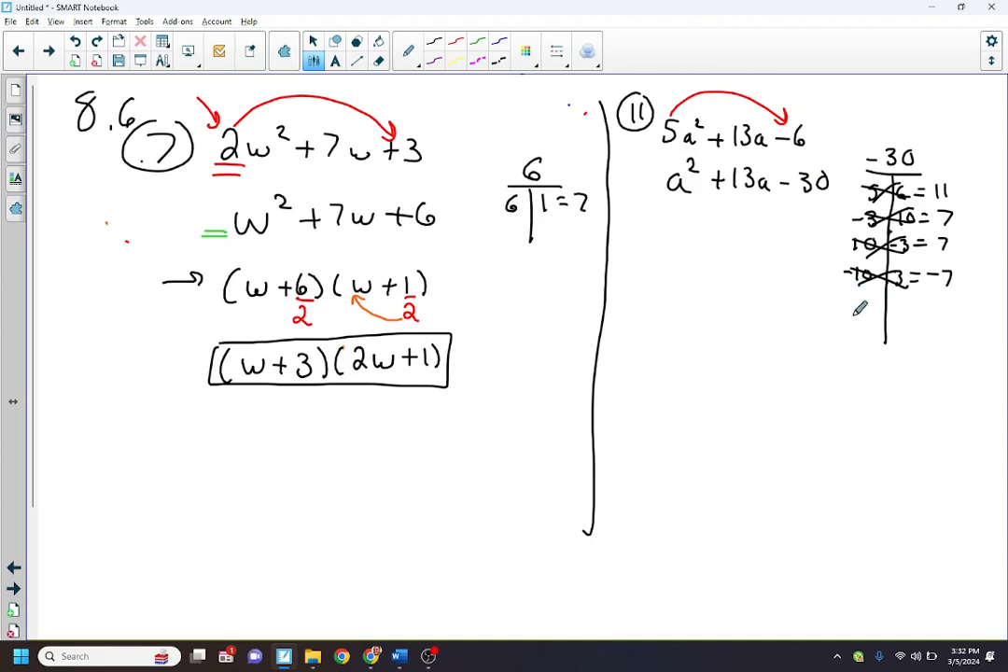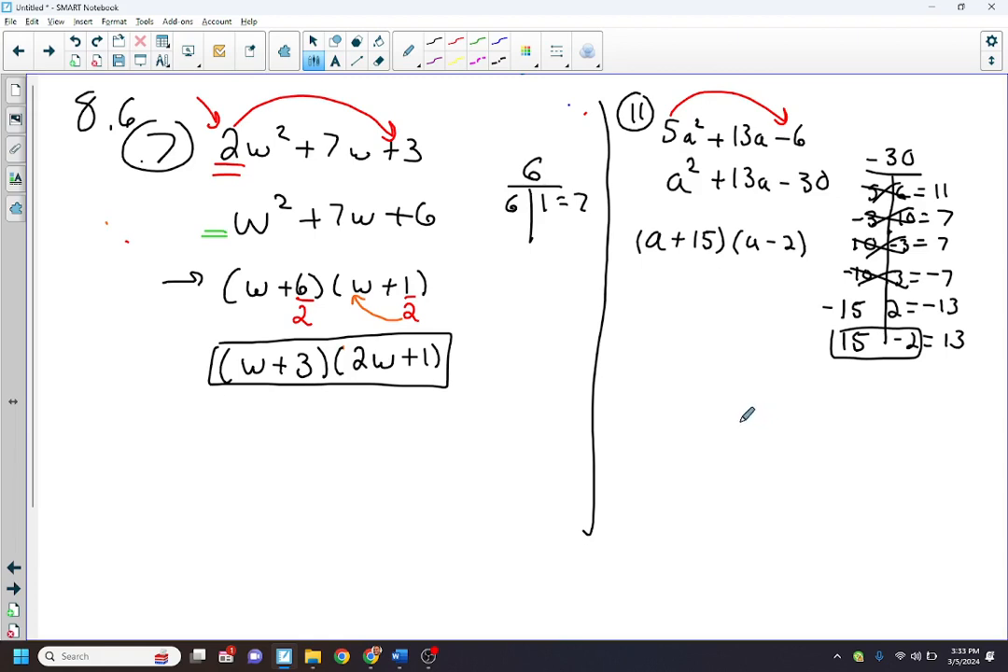15 and 2. Which one is negative? Negative 15 and 2 would be negative 13, so that's not it. 15 and negative 2 equals 13. That was all me. So it's going to be a plus 15 and a minus 2, even though we had to do all that.